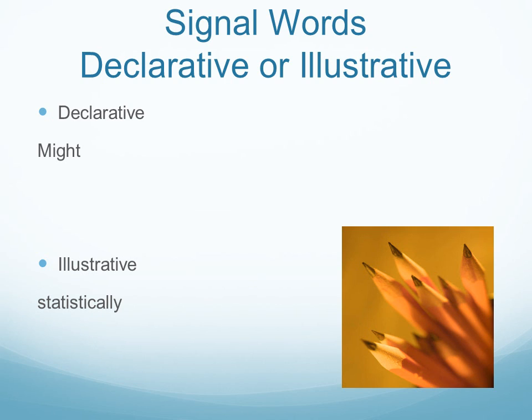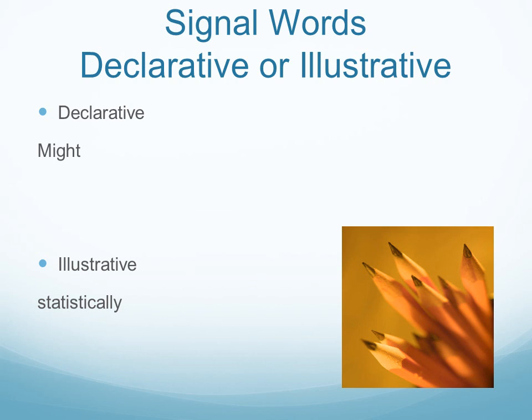So we want to look for some signal words. We want to make sure we pay attention to how the sentence is worded so we can determine the validity of the statement. It is very, very important that the researcher is able to figure out between the two, declarative and illustrative, when they're gathering the information for the research paper.